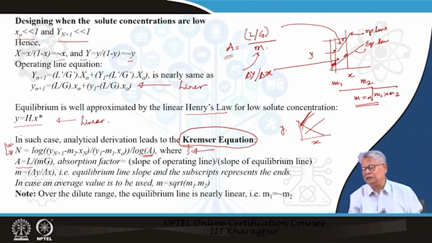Now remember one thing, the Kremser equation is primarily used for dilute solutions, and quite naturally we will see that in the diagram that we have there, our operating line is rather curved, but the equilibrium line is fairly linear. So even if we try to use the Kremser equation over there, we will find that it will be giving us an approximate value of the number of stages.